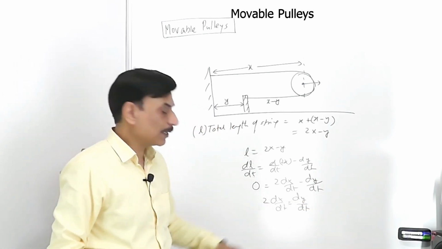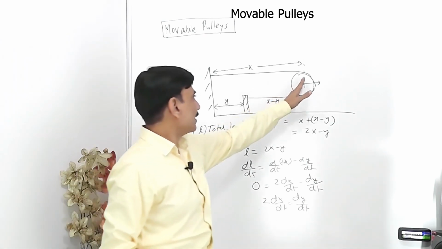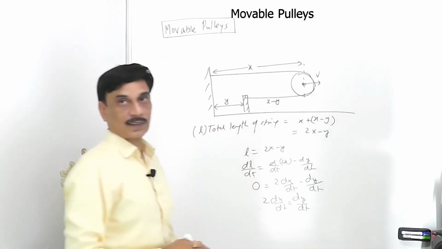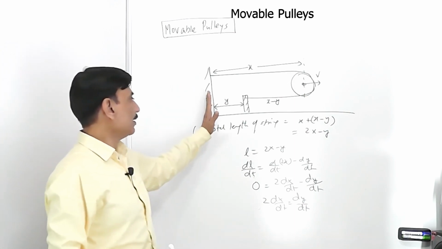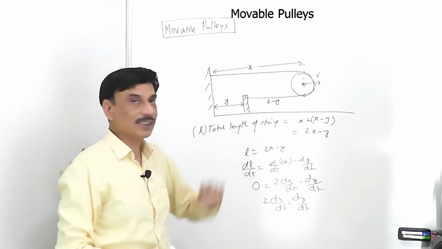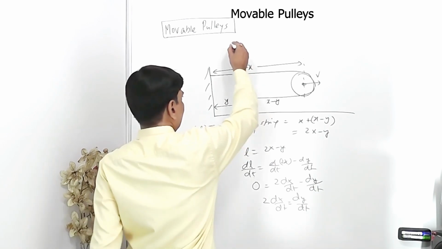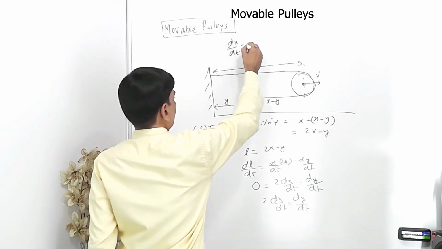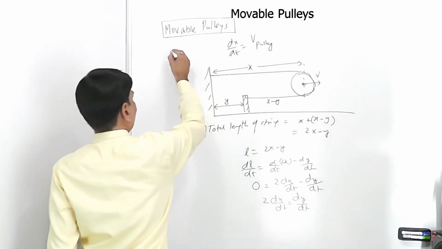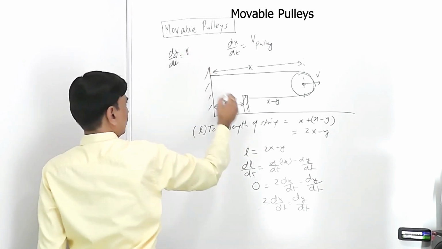Now what is dx by dt? dx by dt is the rate at which x is changing. The rate at which x is changing means that is the velocity of this. What is dy by dt? dy by dt is the rate at which the distance of this block from the wall is changing. So dy by dt is the velocity of this. So we can say that dx by dt represents the velocity of the pulley, and dy by dt represents what? Velocity of the block.